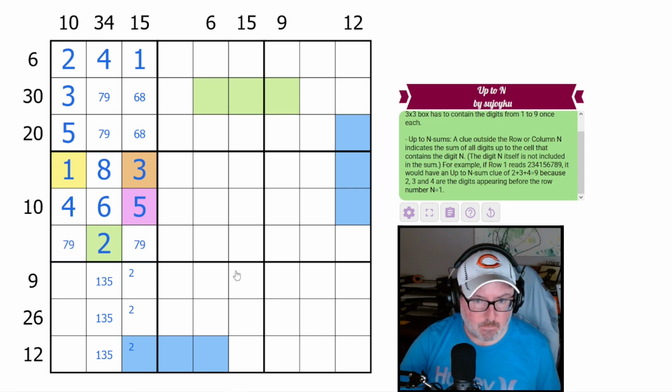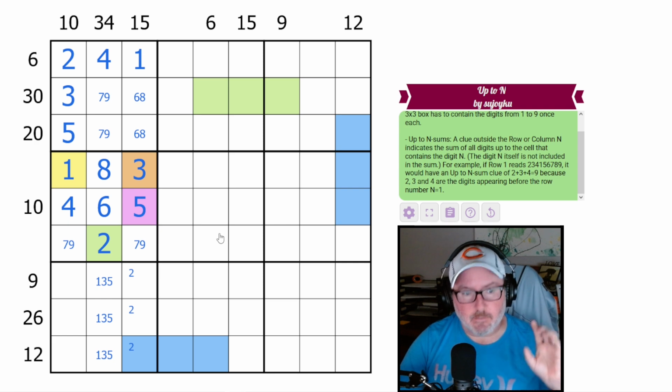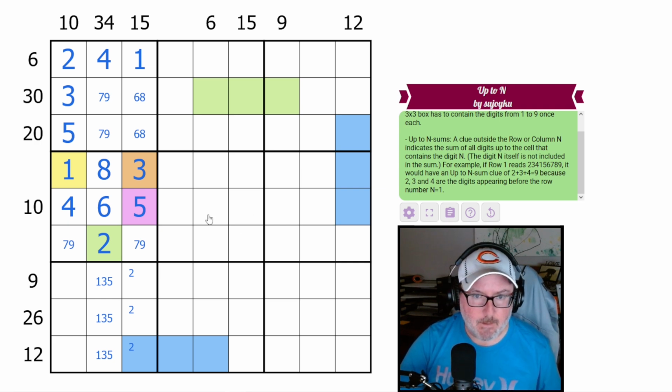Okay. So we are getting somewhere now, finally. It's taken us quite a while to get moving here. So what else can we now say? This 15 clue is pretty much done. 34 clue is done. 10 is done. The 6 is done. I'll color it.